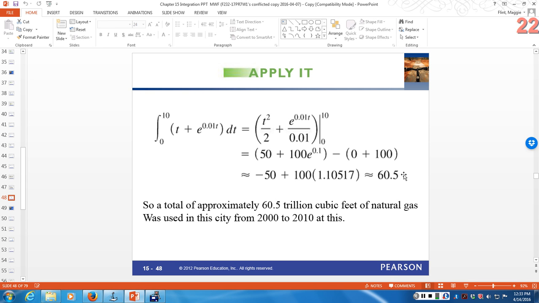So that tells you that that city, that one single city, used 60.5 trillion cubic feet of natural gas between 2000 and 2010. That's a lot of gas. That was a great consumption of natural resources, and like you said, a lot of it's going to get spewed back out into the air as pollution. So there's that too. But that is a lot of gas.